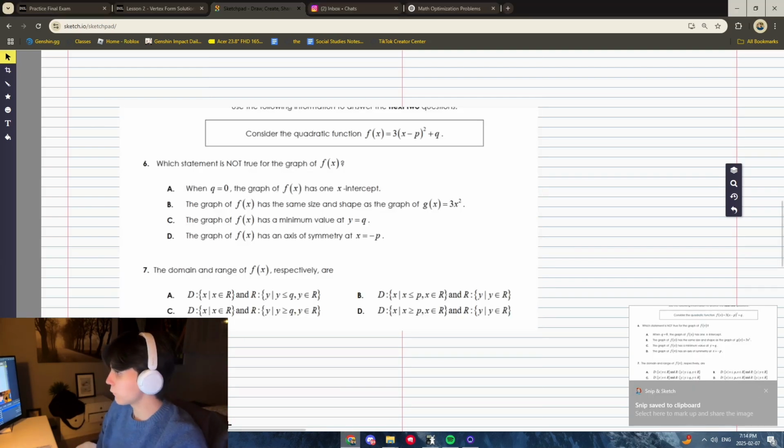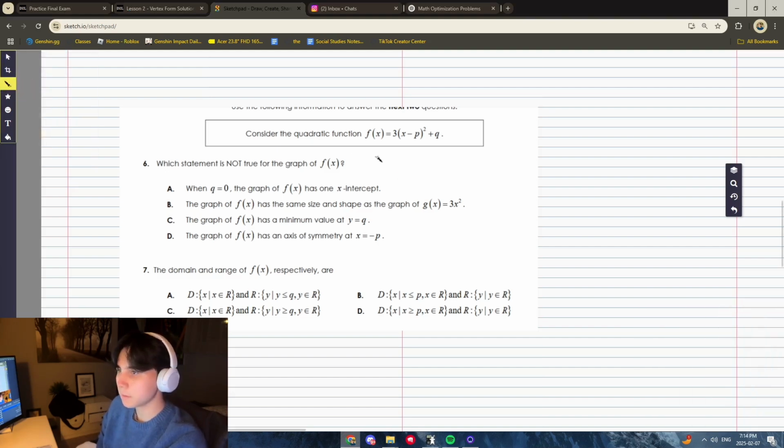All right, this is taken from Alberta's exam. So we have, consider the following function. f(x) is equal to 3(x - p) squared plus q. So the only thing we're given here is the A value. So we're going to be applying some of our concepts here. So we have to find which statement is not true for f(x). So there's going to be 3 that are true and 1 that is wrong.